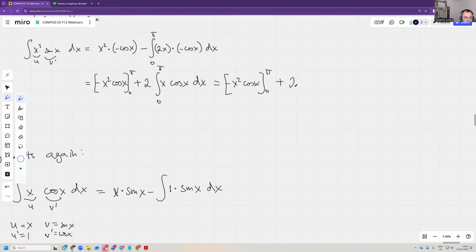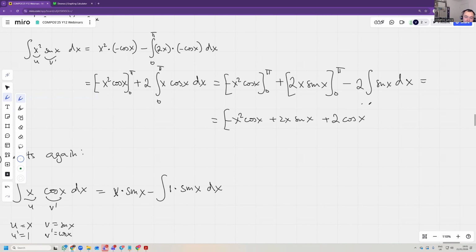plus 2, and then x sine x, also from 0 to pi, minus 2 multiplied by the integral of sine x. The integral of sine x is minus cos x. So minus x squared cos x plus 2x sine x plus 2 cos x. And everything is between 0 and pi.